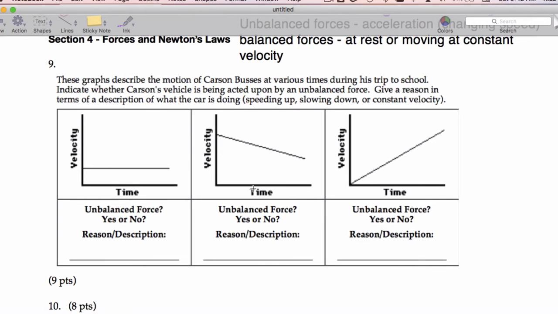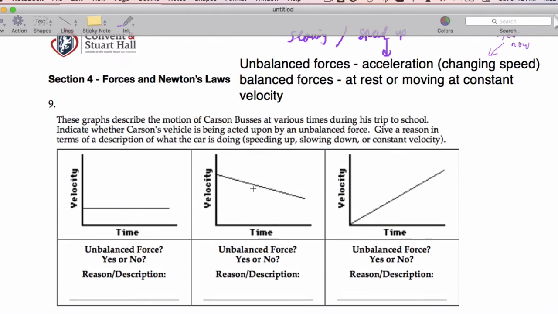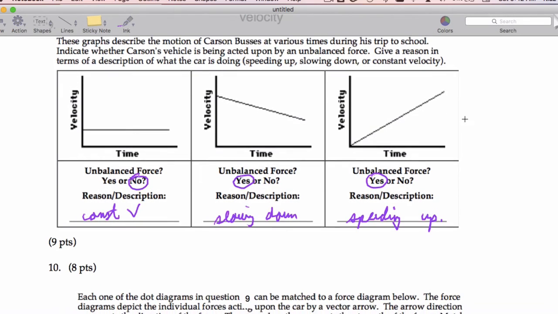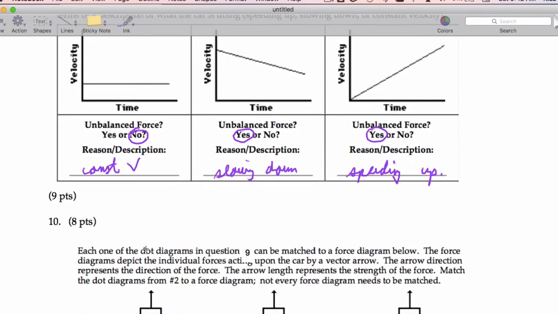So we're going to indicate whether Carson's vehicle is being acted upon by an unbalanced force. And I'm really going to be using these two rules that I wrote out here to guide us. So here, A9, the first one, it is not an unbalanced force because it's moving at constant v. Here, unbalanced, and here, unbalanced. Because here we are slowing down, and here we are speeding up.